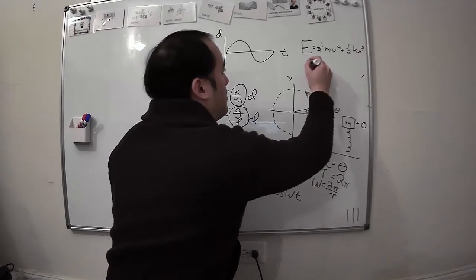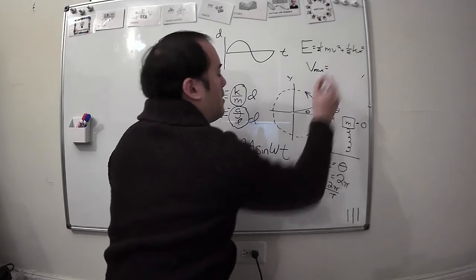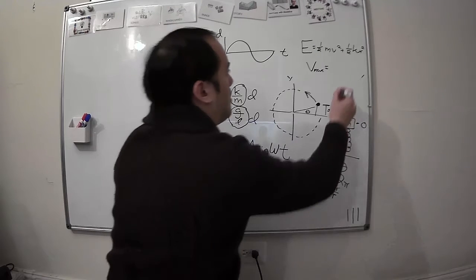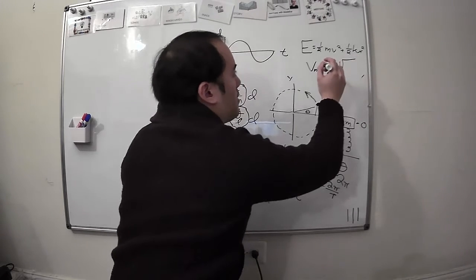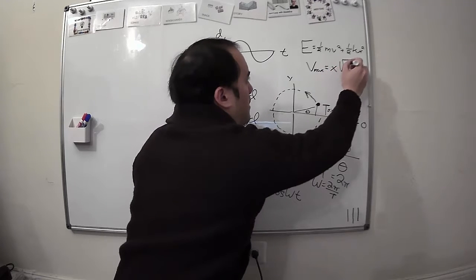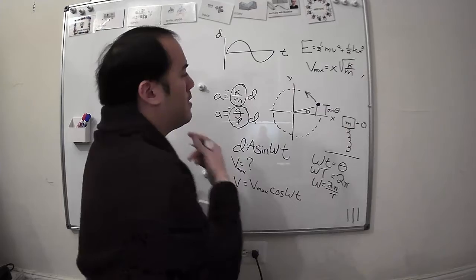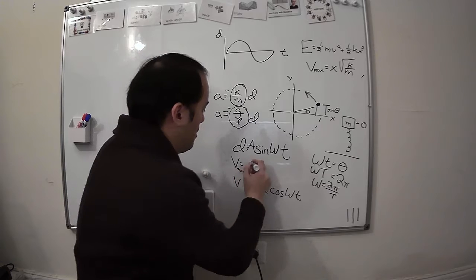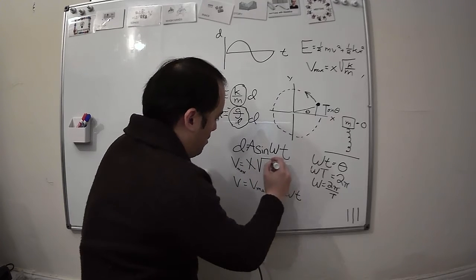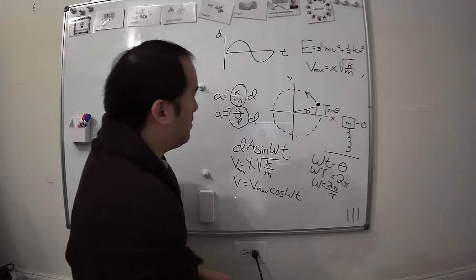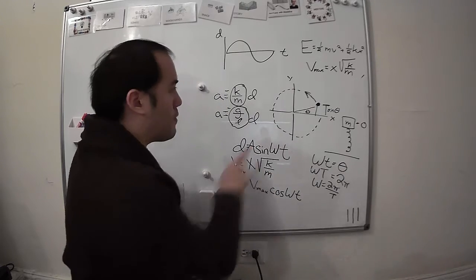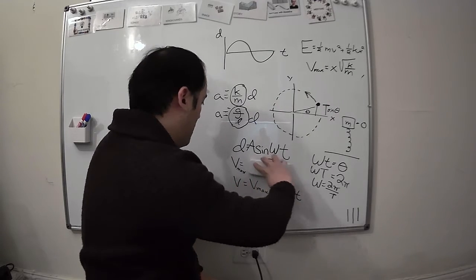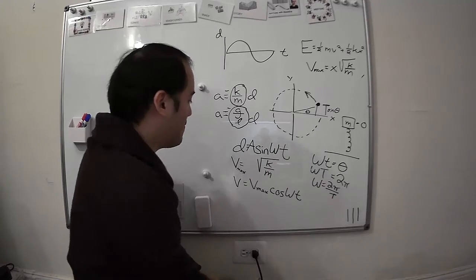So V max is x root k over m. Looks kind of familiar. Instead of x, I'm going to write d for, again, the displacement of this mass on the spring, because it's in the y direction, not the x.